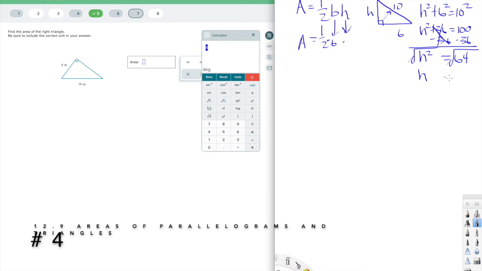So 8 times 8 gives me 64. So 8 is multiplied by itself to get 64. That's not my answer. That is not what I want to type in here. That's my H.